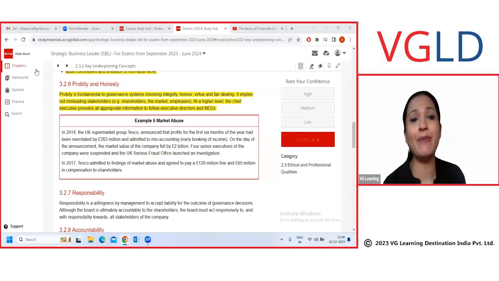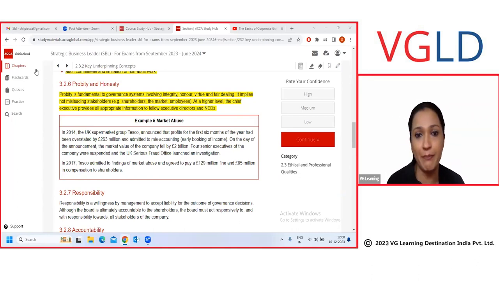Sure, Harsh, probity simply means being honest. As a leader, as a director of the company, you cannot do something which is not correct, which is not the honest thing to do, which is not the fair thing to do, which would not be considered in the best interest of the shareholders and the stakeholders of the organization. A simple example is that you cannot window dress the accounts. Why? Because that is against the principle of probity and honesty, right?